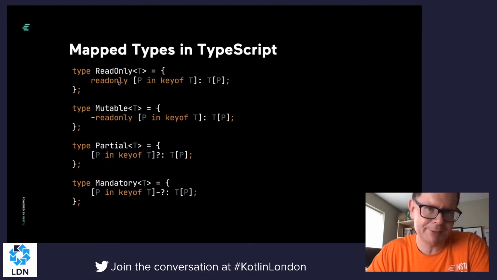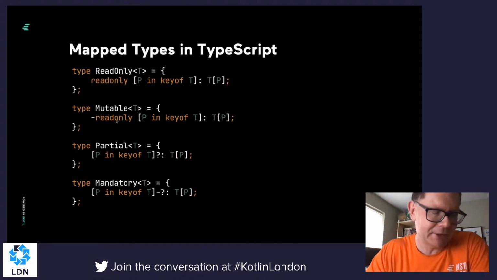So let's say T was customer and customer had 5 properties, yeah? Well, then we're going to get a new type, which is the same as customer. It has the same 5 properties with the same name and the same type. But now if they weren't read-only already, they are now, okay? So I can get a read-only version of a type. Or I can go the other way, yeah?